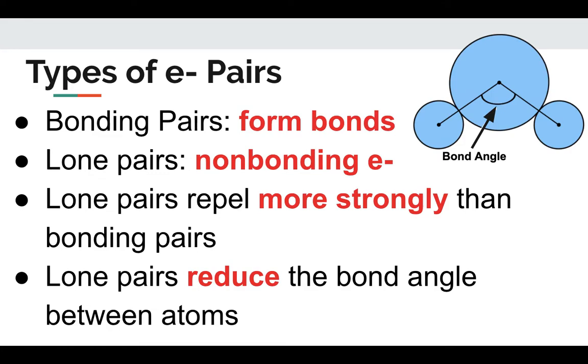There are a couple types of bonds that you will see here. The bonding pairs are the ones that are going to form bonds or be represented by the lines. The lone pairs are your non-bonding electrons, and they're represented by the two dots. The lone pairs are going to repel more strongly than the bonding pairs, so they need to take up a lot more space. And because they take up a lot more space, they're going to reduce the bond angle and make it a lot smaller. You're going to see what I mean in a couple drawings coming up.